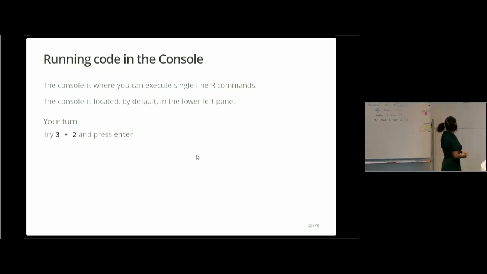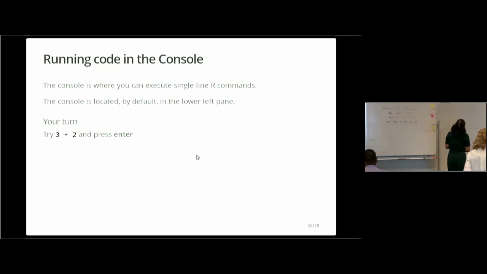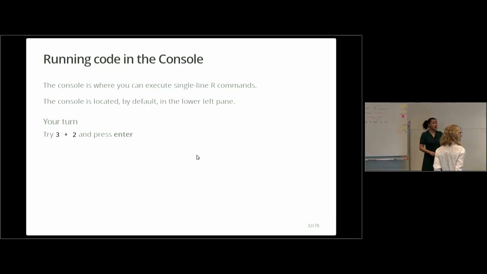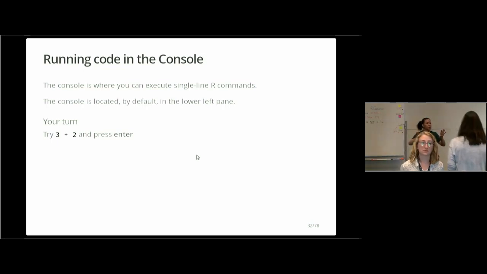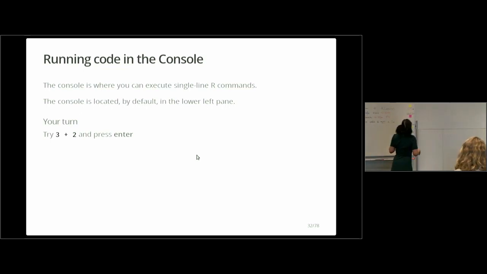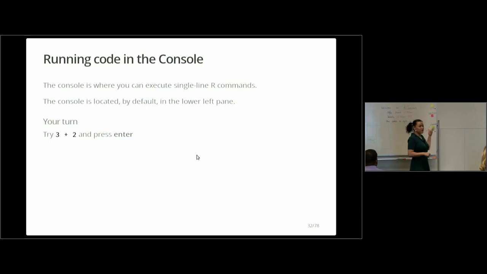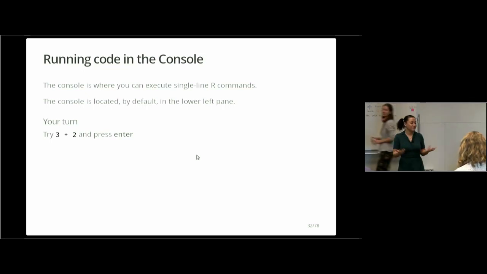The console is a calculator. By default, it's located in the lower left pane. You've got four corners of your IDE, your RStudio, and in the bottom left corner, you'll find the console. So let's try typing in 3 plus 2 into the console. What do you get?